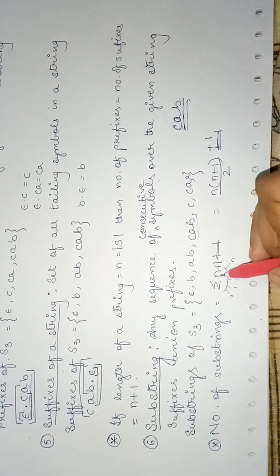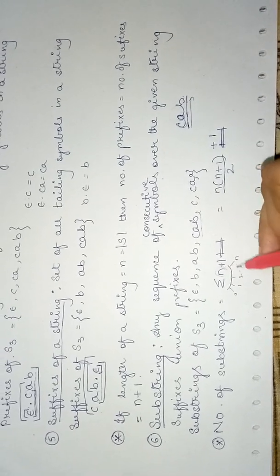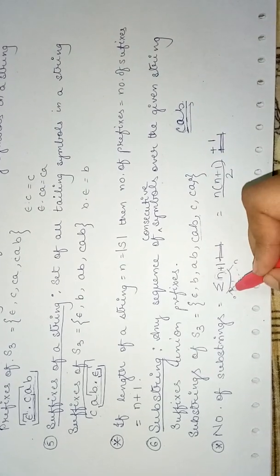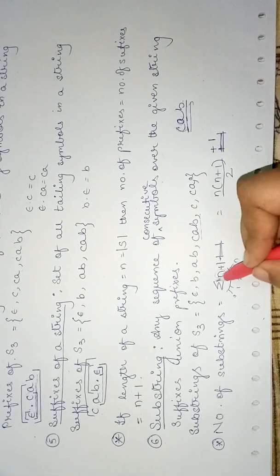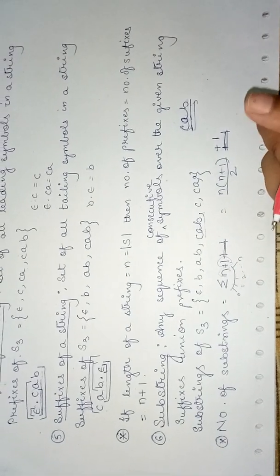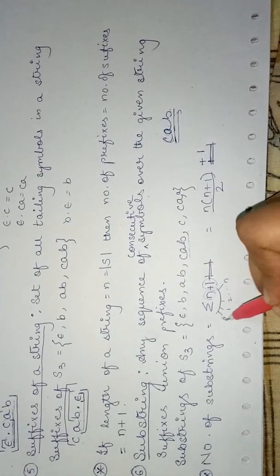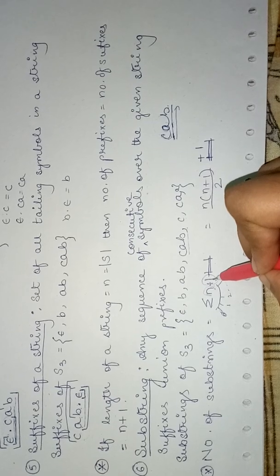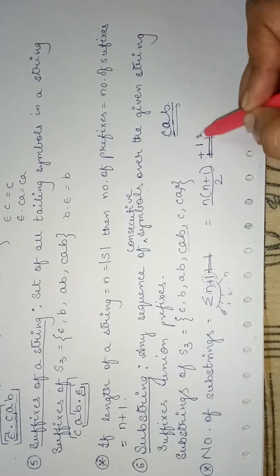Number of substrings is summation of n plus 1, if n is the length of the string. Because here we have to consider the strings having length 0, length 1, length 2, so that will result into summation of n and then plus 1 because of the null. The summation n results from 1 to n, and for the 0 length string we have to write it as plus 1. So the formula is n into n plus 1 by 2 plus 1.